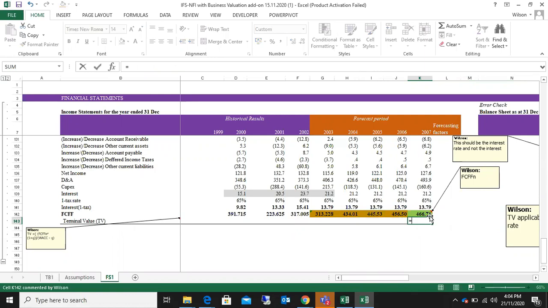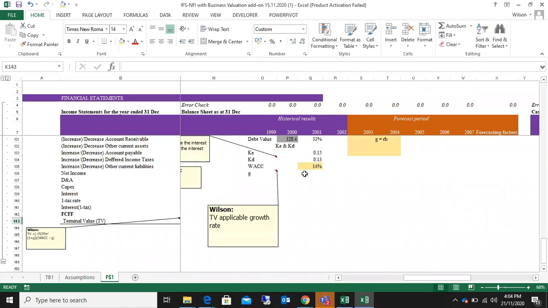So here now, our terminal value becomes the free cash flow times, you have to open a bracket. Now here we need to assume a G factor, let's say 2%.